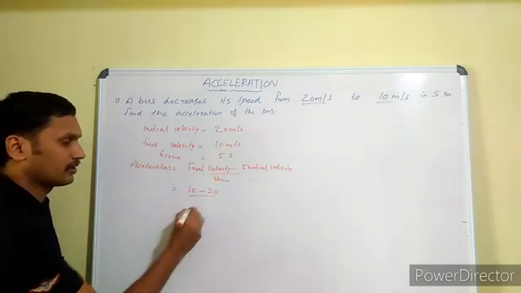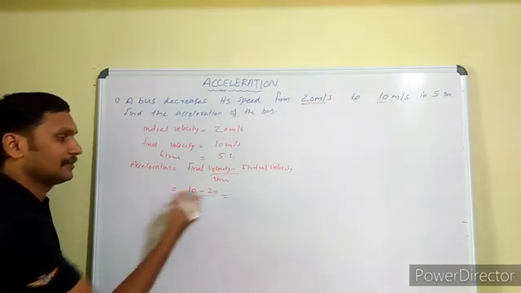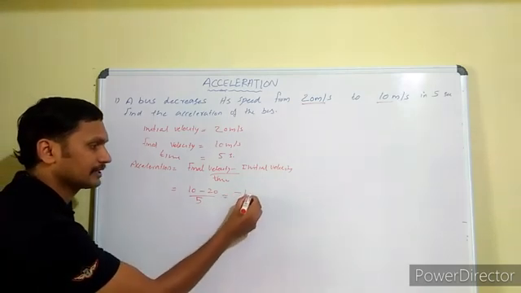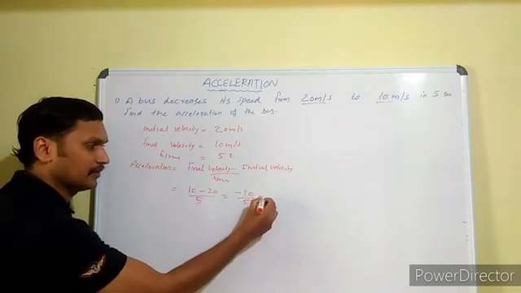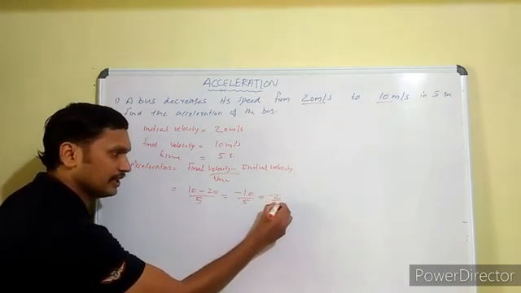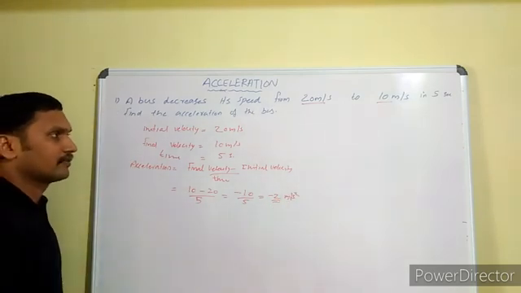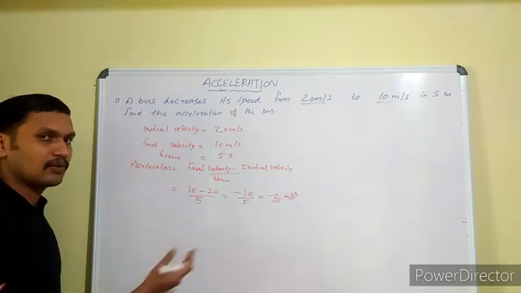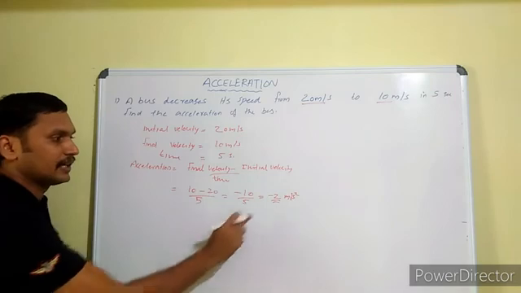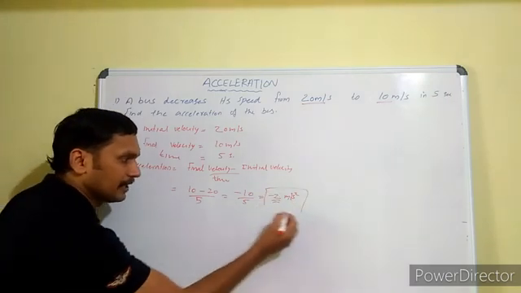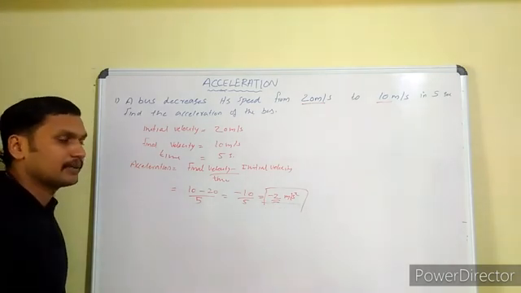The time taken for this change in velocity is 5 seconds. So that is equal to 10 minus 20, which is minus 10, by time taken 5. Minus 10 by 5 is minus 2. The unit is meter per second square. The acceleration of the bus is negative, so we can call it a retardation. As the speed of the bus decreases, it has an acceleration of minus 2 meter per second square.